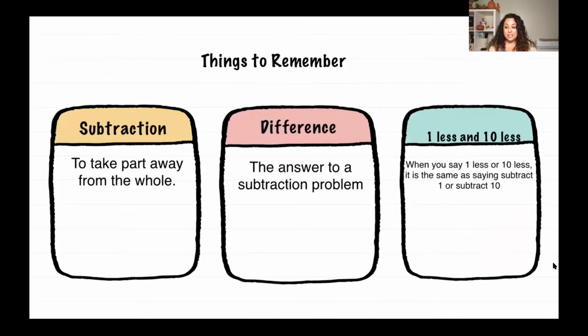So let's go ahead and look at some words that we should know. Now, the first word that I have right here is subtraction. Subtraction is to take part away from the whole. Usually you have two numbers. One number is bigger, and you've got to take part of it away. So when you take part of it away, you're doing subtraction. The next word is difference. Difference is the answer to a subtraction problem. And then we have 1 less and 10 less. So whenever I say 1 less or 10 less, it's the same as saying subtract 1 or subtract 10, or it could be -1 or -10.